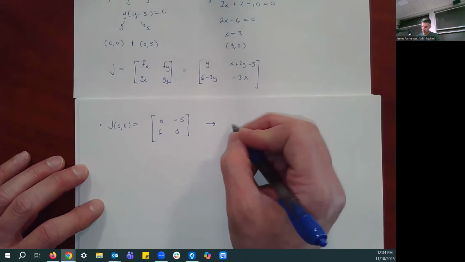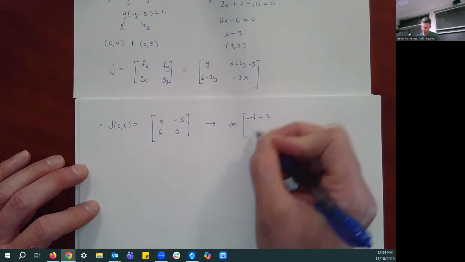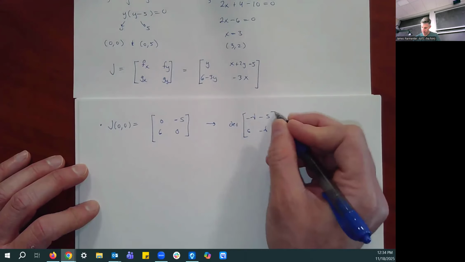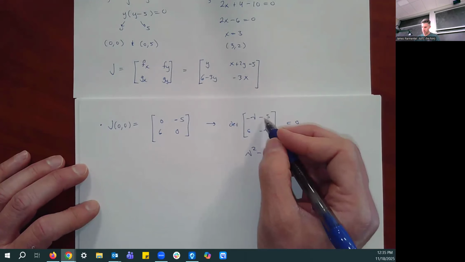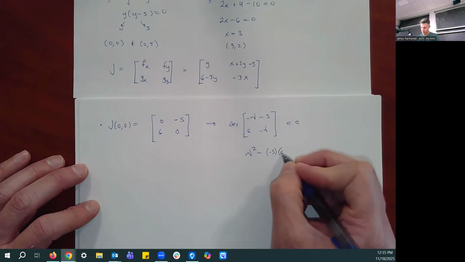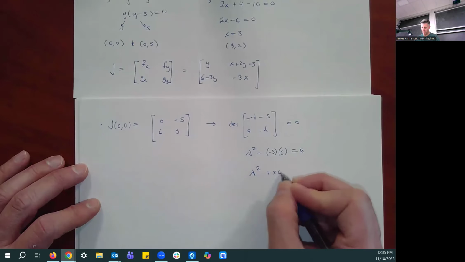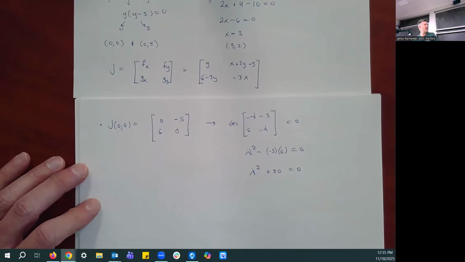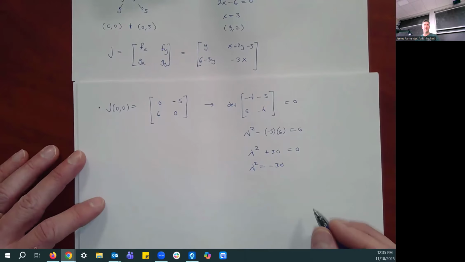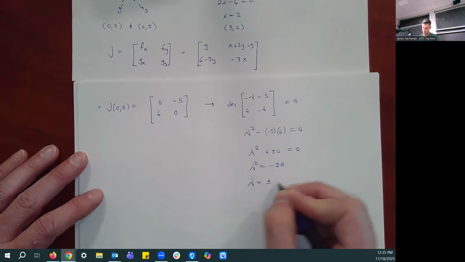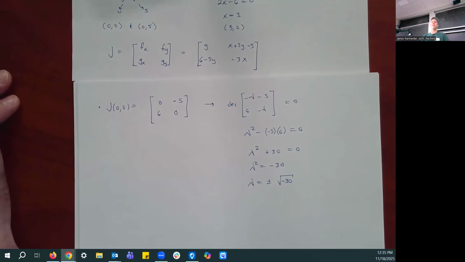So we're going to say that the determinant of negative lambda, negative 5, 6, negative lambda equals 0. So we're going to get lambda squared minus negative 5 times 6 equals 0. So lambda squared plus 30 equals 0. So what are my eigenvalues going to be? It looks like they're going to be plus or minus the square root of negative 30. So my eigenvalues are imaginary.